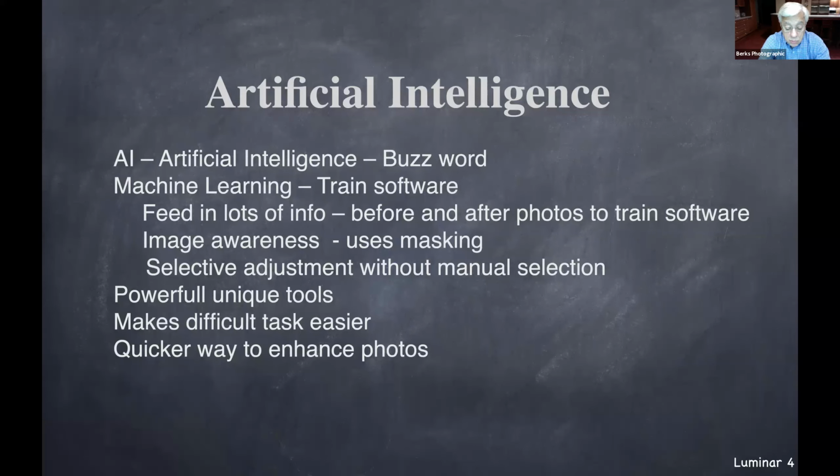With good AI, they do a lot of machine learning. They train the software. It's fed a lot of information of before and after photos. The program develops image awareness. It becomes aware of different features of the image. It learns how to use masking, so you can do selective adjustments. And these selective adjustments can go on without you doing any manual selection. They're very powerful and unique tools. And like I said, it makes difficult tasks a lot easier. It's a quicker way to enhance your photos.